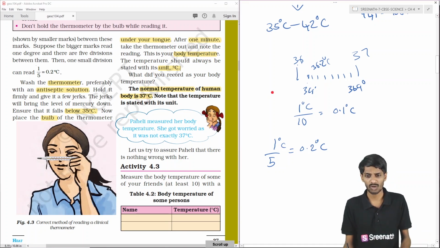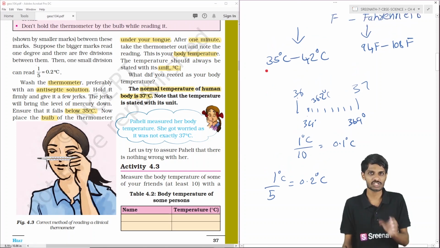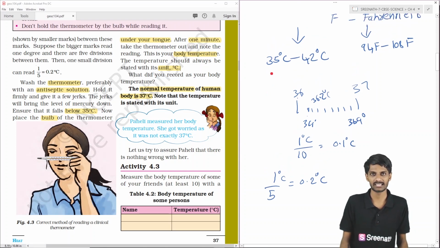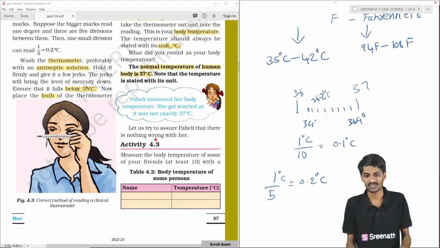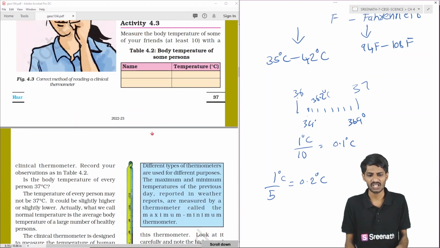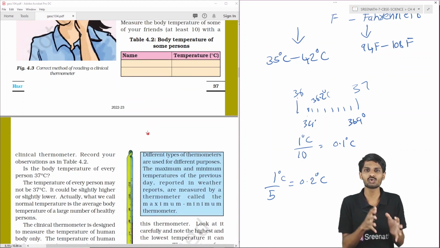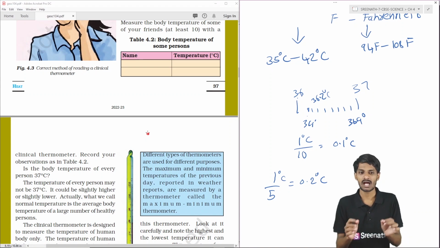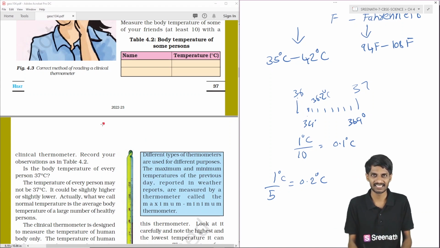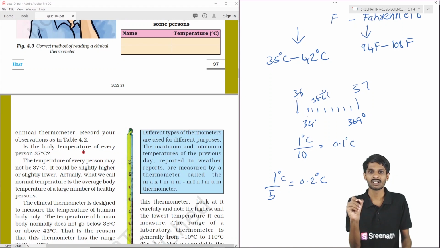But the rule is that your body temperature must not go below 35 degrees and must not go above 42 degrees. Between these two readings is normal, students. So now you finally know what a clinical thermometer is, what its use is, how to take readings with it, and what the average range of temperature for our body is.